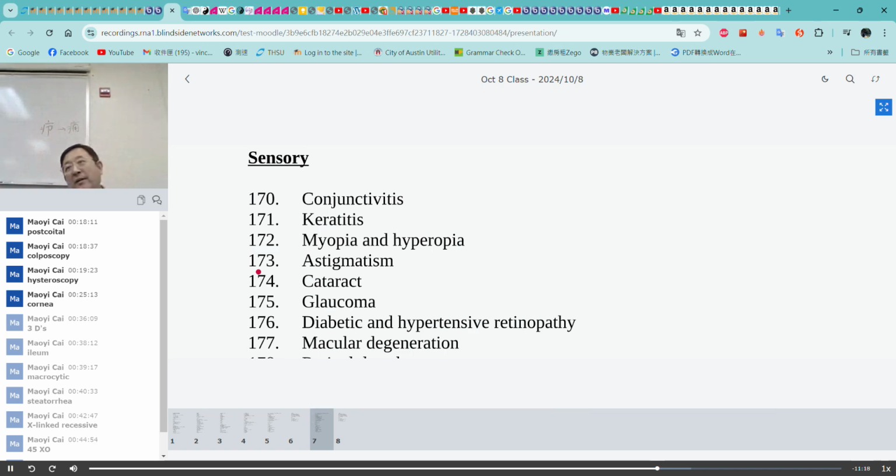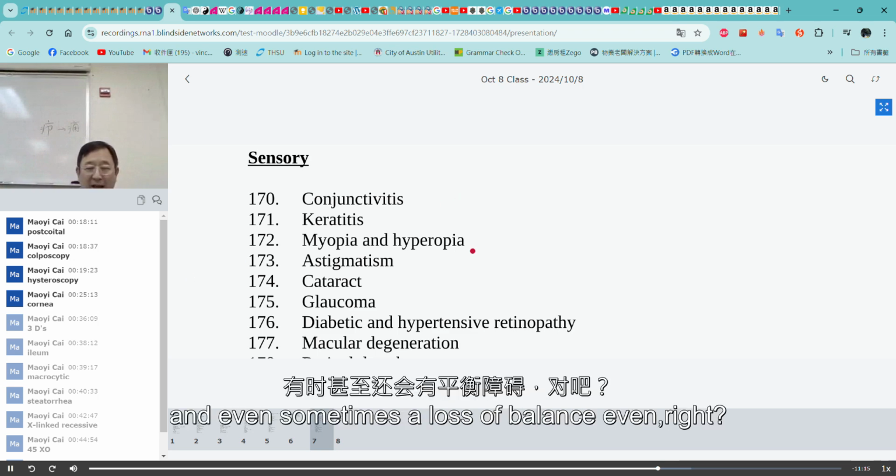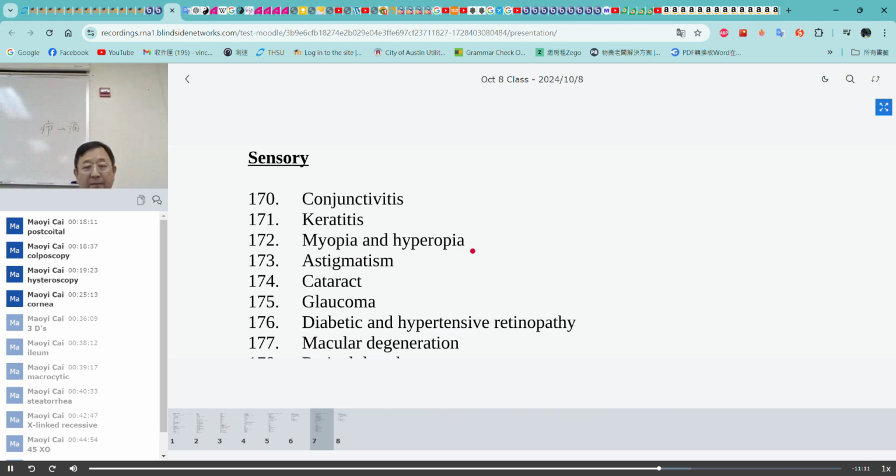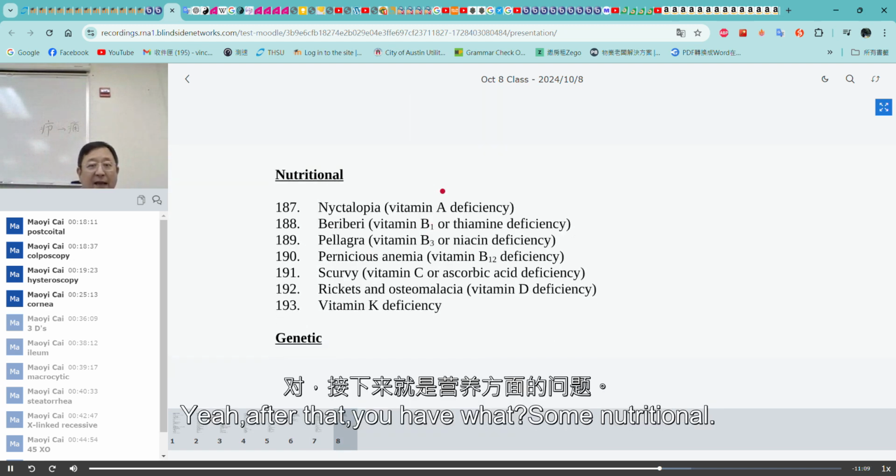Meniere syndrome. Meniere, yeah. And even sometimes the loss of balance, right? Because when you have a vertigo, okay. Then after that, you have what?